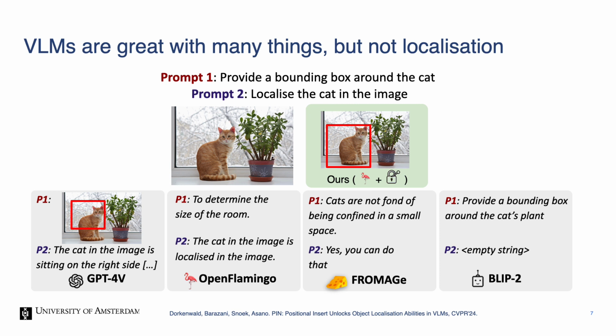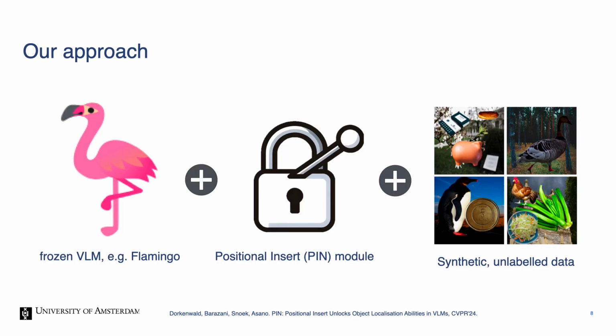With our proposed method, PIN, we can adapt vision language models like OpenFlamingo to enable their object localization abilities. This allows us to leverage the extensive general knowledge within vision language models. Our method involves three key components: an off-the-shelf frozen vision language model, and our PIN module, which adapts the vision language model and is trained solely on unlabeled synthetic data. The resulting PIN, an input agnostic vector, is then added to any image along with the corresponding prompt to enable object localization.